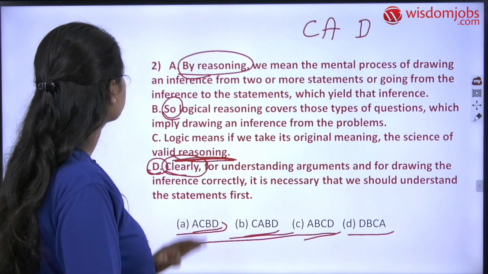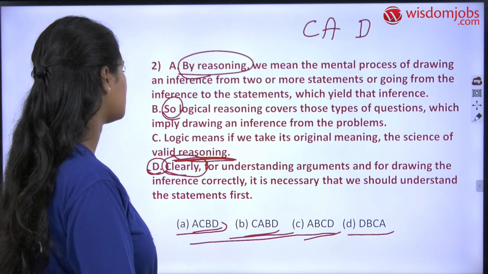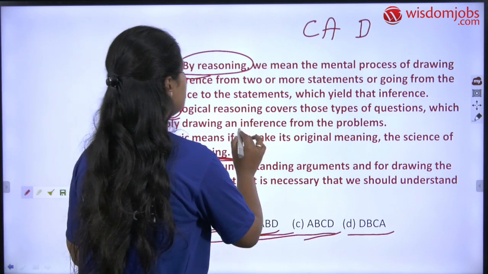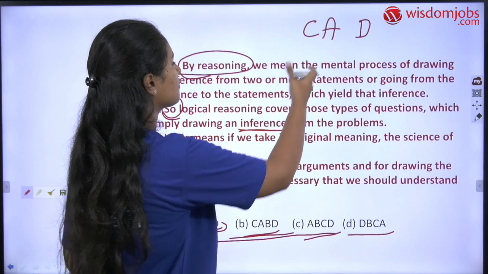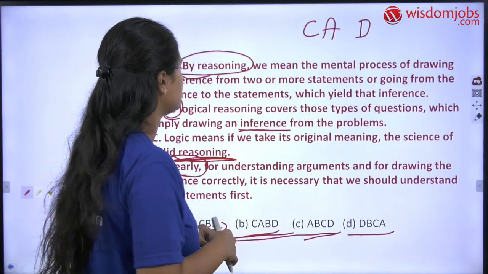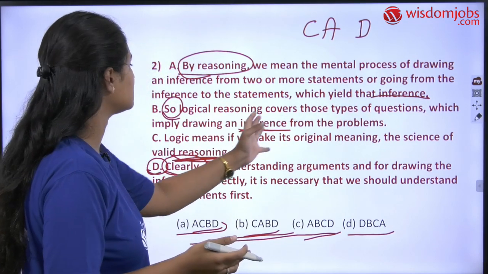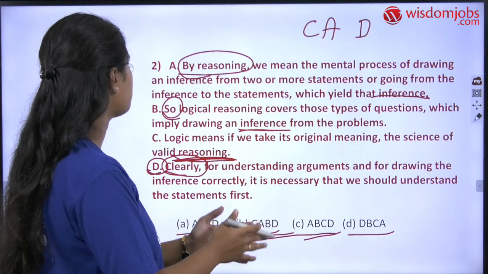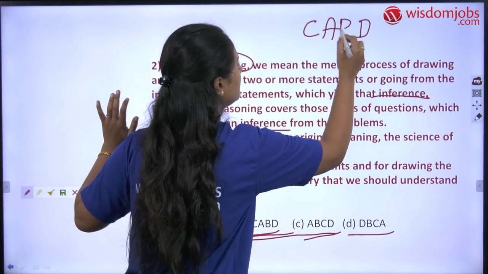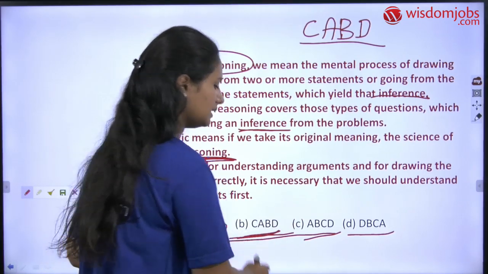B, if you take it: so logical reasoning covers those types of questions which imply drawing an inference from the problems. Again here also, inference is a word which has been repeated from sentence A. So logical reasoning covers those types of questions which imply drawing an inference from the problems. CA, then comes B, then comes D. This is what your formation is. So here CABD is the option.